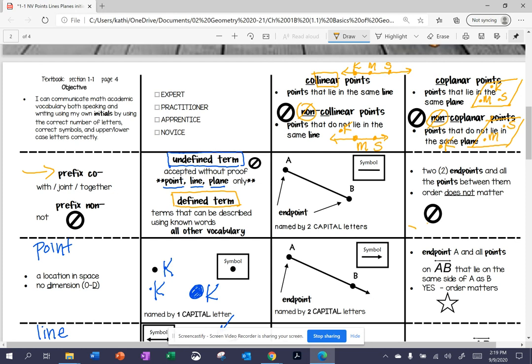Okay, next on my list is segment. A segment has two endpoints and includes all the points in between them, and the order doesn't matter. This is my symbol here. So this would be segment AB or segment BA. These are naming points, and points are capital letters. The order does not matter.